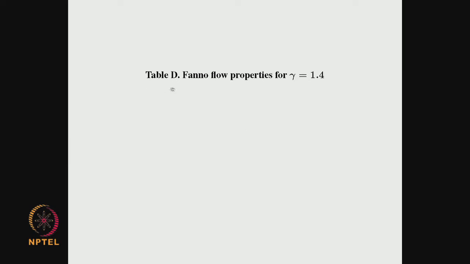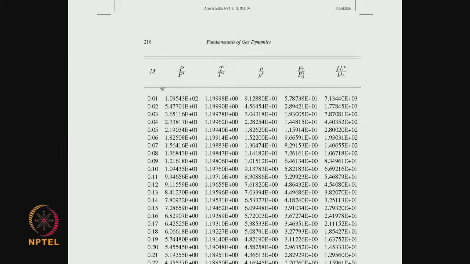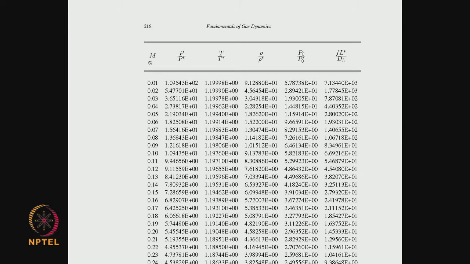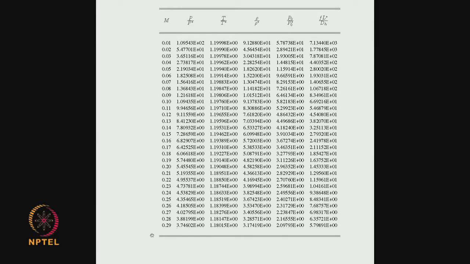So, we are now using table D, which corresponds to Fanno flow, and you will notice that the table lists data like this: Mach number. For each Mach number, you get all the quantities that you want, right? P over P star, T over T star, rho over rho star, P0 over P0 star, and FL star over DH. Okay. So, now our Mach number is 0.29. So, let us see. Corresponding to 0.29, which is over here, FL star over DH is 5.79891, right?